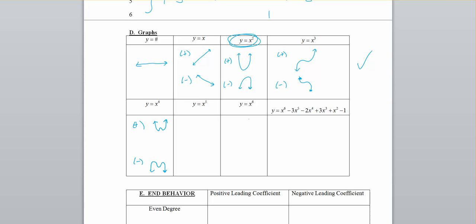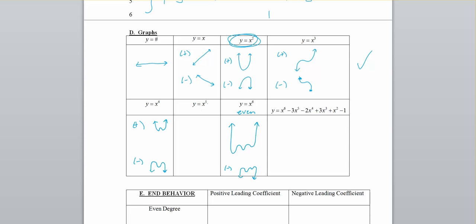I'm going to jump to x to the 6th just because that's another even number. Anytime it's even, it's going to follow the pattern of x squared. So I know it's going to be up, up, but when I have x to the 6th, I'm just going to have a couple more bumps in there. What you need to know right now is we're just going to focus on the ends of the graph. If it's a positive x to the 6th, it's going to be up and up with some bumps. If it's a negative, again, it would just be down, down. And those bumps could vary in height and size. We're just doing a general outline and a general shape of the graph.